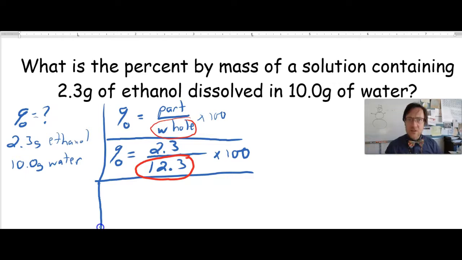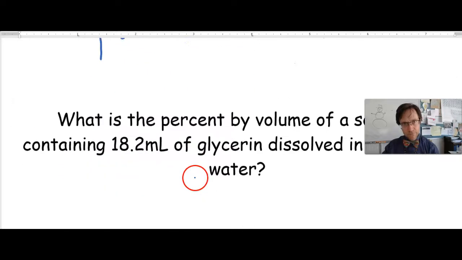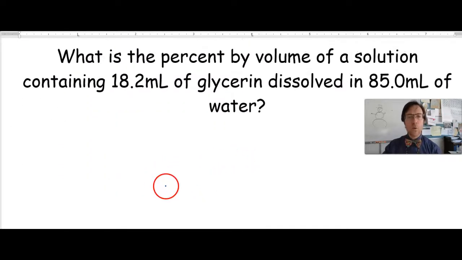So let's do some math here. There you go, 18.7%, at least according to the calculator. Easy peasy. That was great. You guys get how that works? Don't drop the ball on this part. Okay? Next one. All right, next, what is the percent by volume?